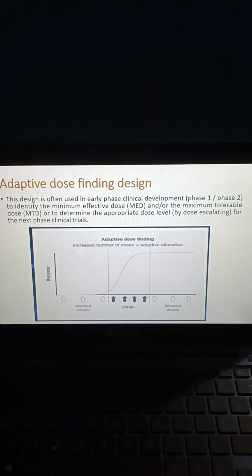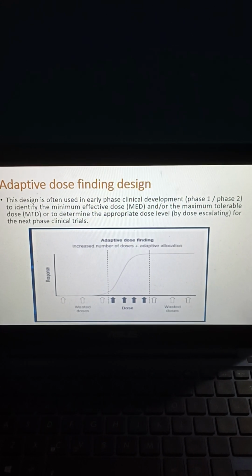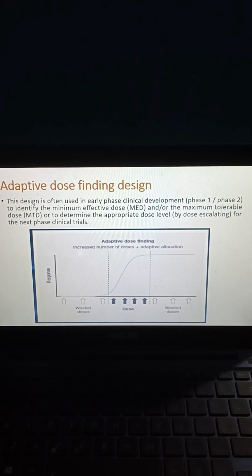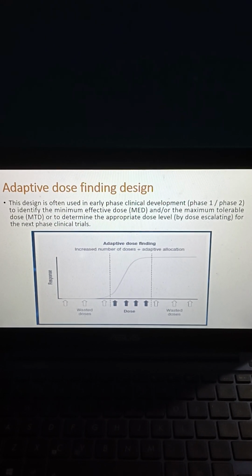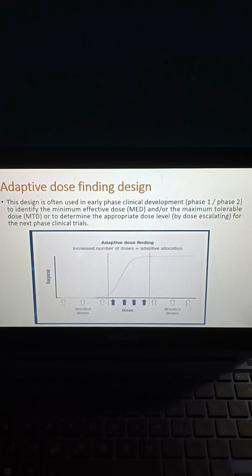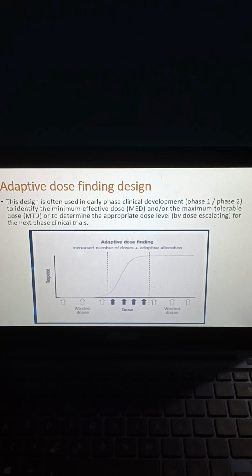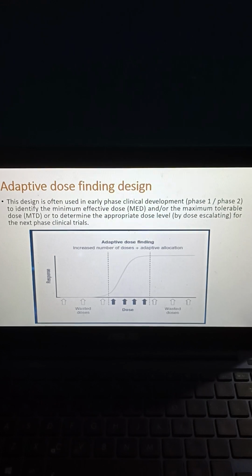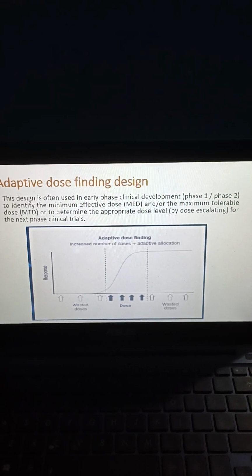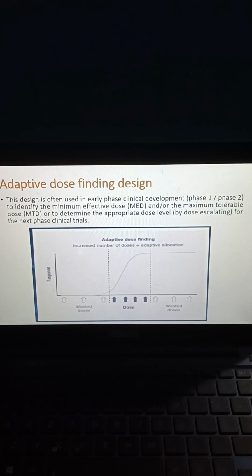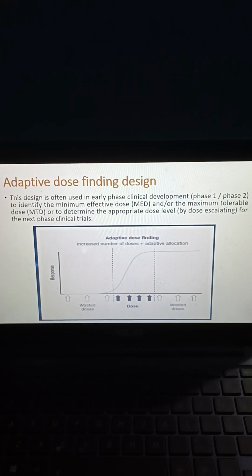This design is often used in early phase clinical development, phase 1, phase 2, to identify the minimum effective dose and/or the maximum tolerable dose, or to determine the appropriate dose level by dose escalating for the next phase clinical trials. This is the diagram showing the adaptive dose finding design.